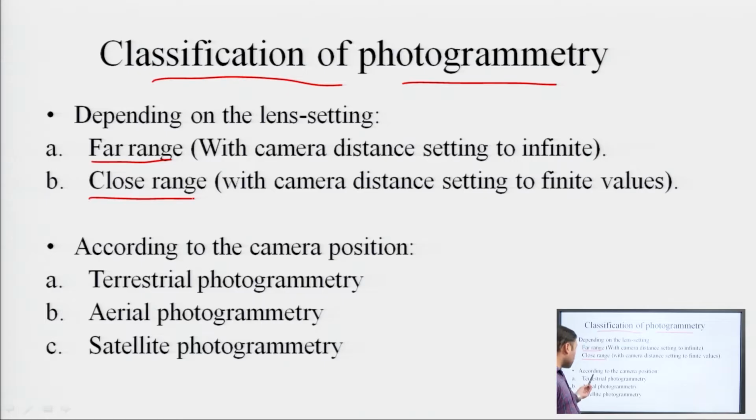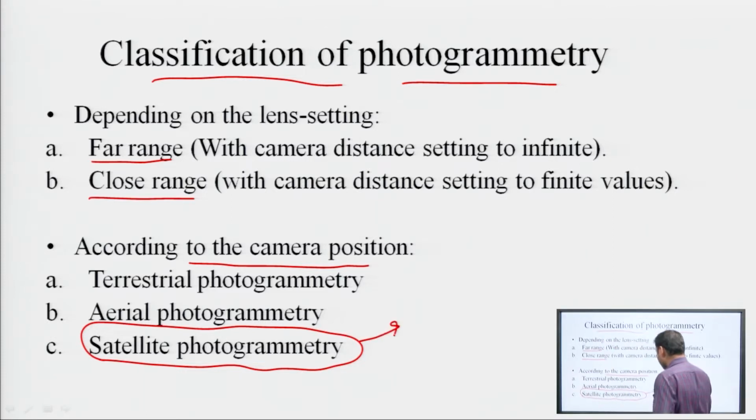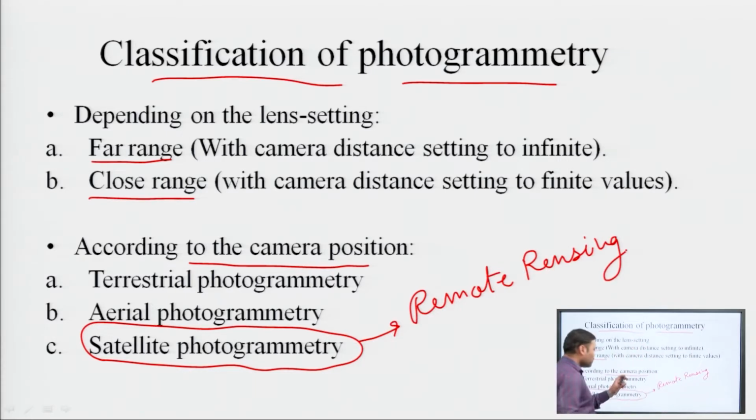According to the position of the camera, photogrammetry can be of three types: terrestrial photogrammetry, aerial photogrammetry and satellite photogrammetry. Satellite photogrammetry we will discuss later in remote sensing. Now, according to the camera position, terrestrial and aerial photogrammetry.